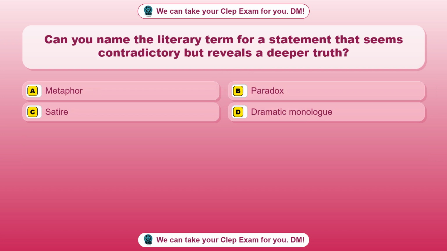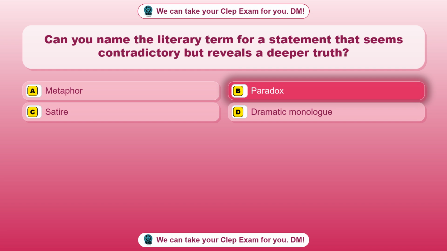Question 26. Can you name the literary term for a statement that seems contradictory but reveals a deeper truth? Option A, metaphor. Option B, paradox. Option C, satire. Option D, dramatic monologue. The correct answer is option B, paradox.